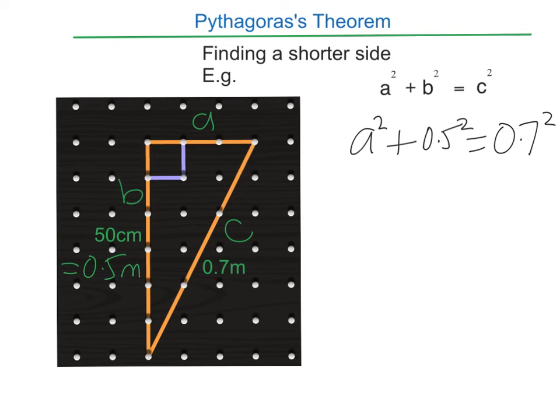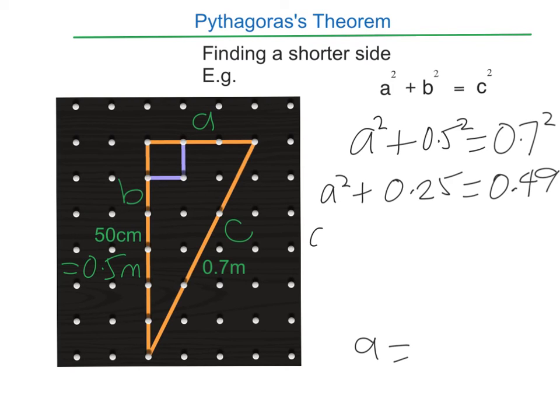Let's work out the bits I know. A squared I can't really work out. I don't know what A is. But 0.5 squared, I can do that. That's 0.25. And 0.7 squared, I can do that. That's 0.49, sorry. Now, I need to get A by itself again. I need to make A the subject. What's stopping it being by itself? What's stopping it being the subject is this squared and the 0.25. So I need to get rid of them. So I'm going to get rid of the 0.25 first.